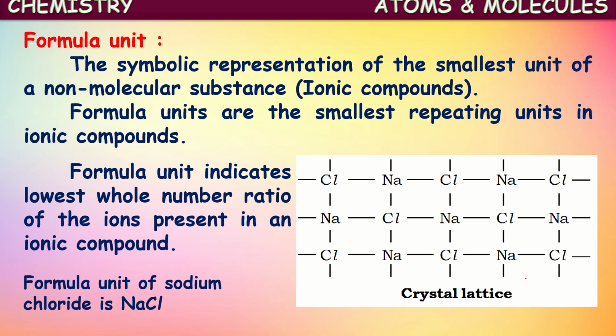Formula unit means generally in case of ionic compounds, once you observe this crystal lattice. In ionic compounds, you know, positive charged and negative charged ions combine together and give rise to an ionic compound, we know that. So in ionic compounds, each positive charged cation from all the directions combines with the negative charged anions. So in an ionic compound, each ion is surrounded with oppositely charged ions. That means ionic bond is a non-directional bond. It is not formed in one direction.